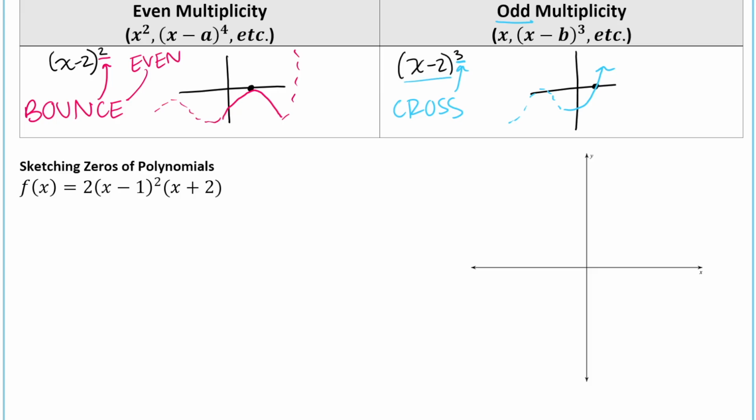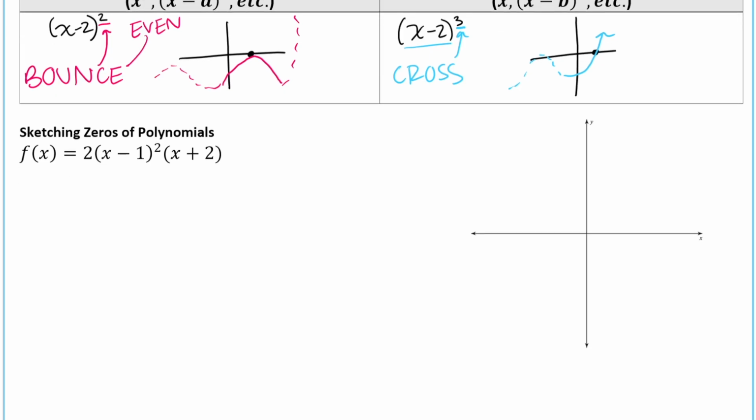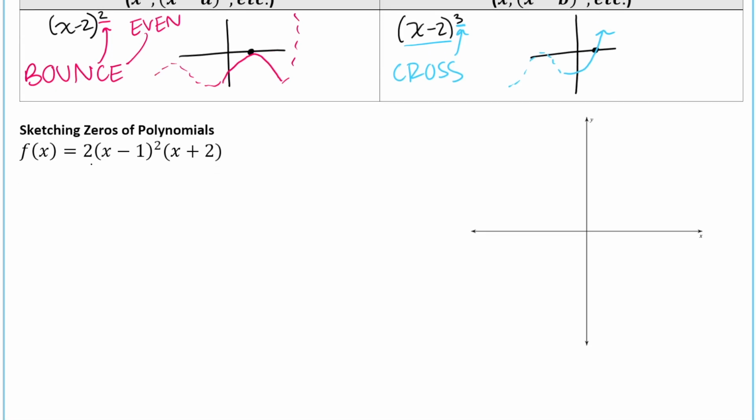So let's put this all together. Here I have 2 times x minus 1 to the power of 2 times x plus 2. So I have 2 zeros here. And I'm going to go ahead and write them down. So I have 1, I have negative 2. 1 has a multiplicity of 2, so it's an even multiplicity. So it's going to bounce there.